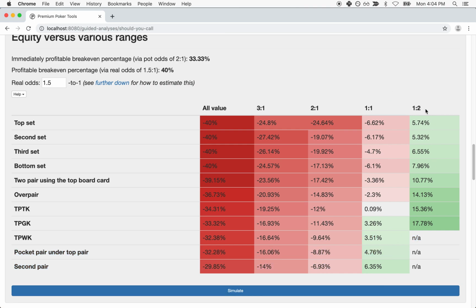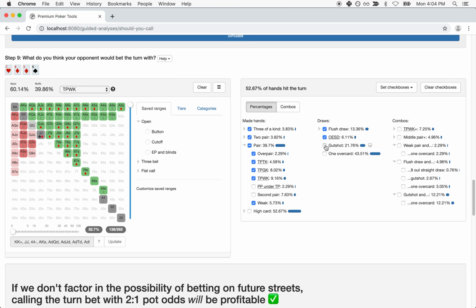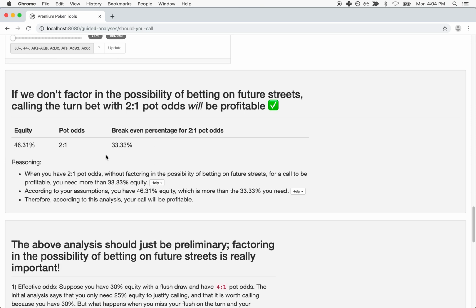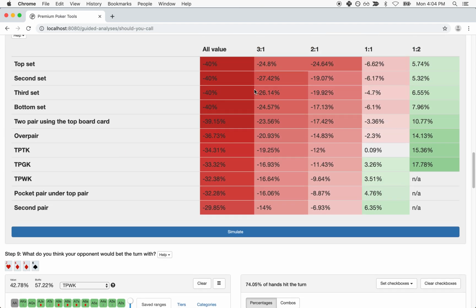And we can see that if they're bluffing twice as much as they're value betting in this column, it doesn't matter how thinly they value bet. If they're bluffing this frequently, now we can always call. So the idea behind this table is to help you zoom out and see how you perform against different ranges. Rather than clicking around and setting different ranges and then scrolling around, this helps you zoom out.